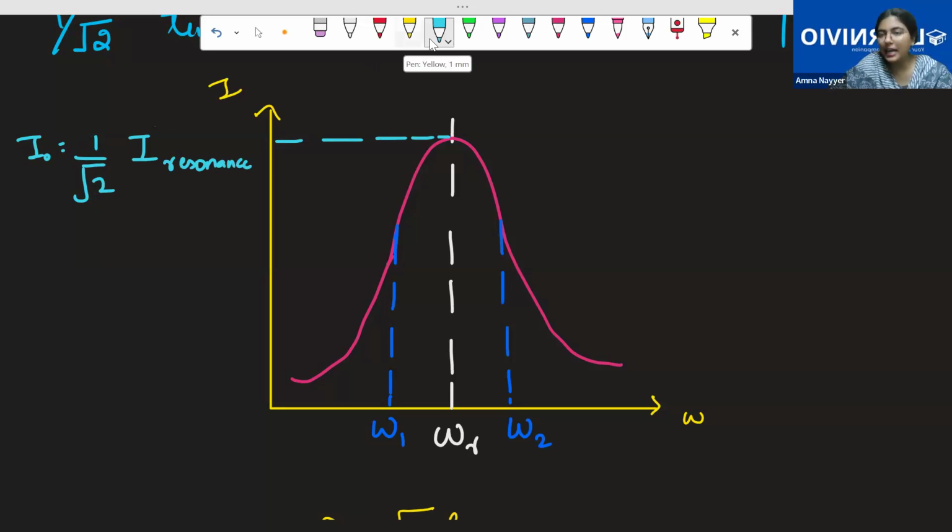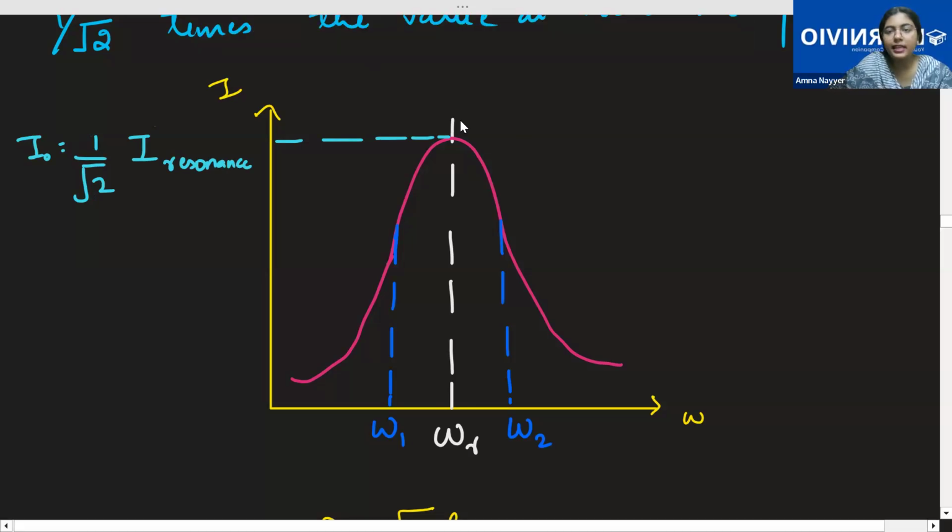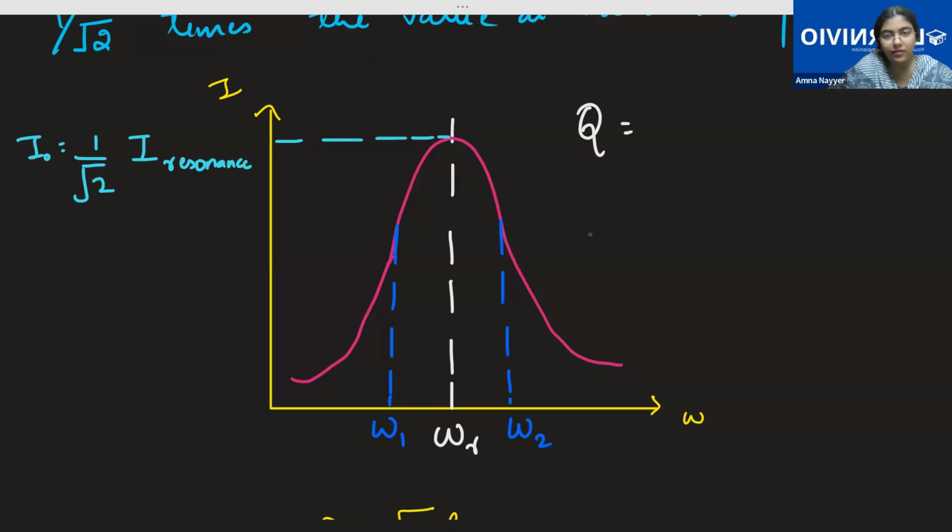Now let's understand what exactly is the meaning of the bandwidth and the quality factor. Quality factor is basically the ratio of two things. First, the resonant frequency, omega r, to the difference between these two, omega 2 minus omega 1. What are omega 1 and omega 2? These are the immediate values near your resonant frequency, a little before it, a little afterwards. So Q is omega r by omega 2 minus omega 1.